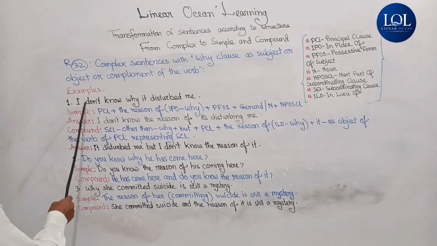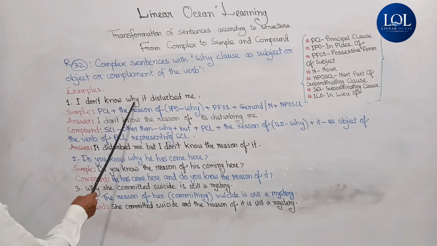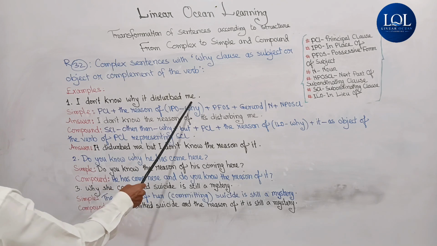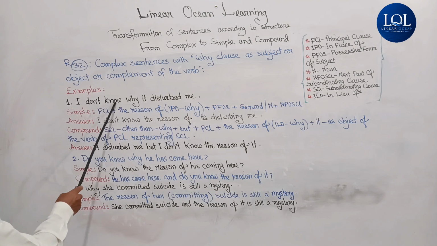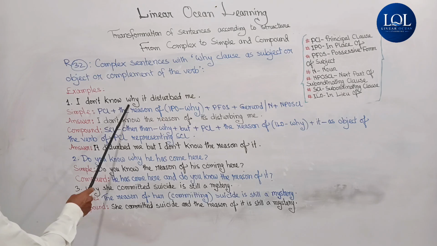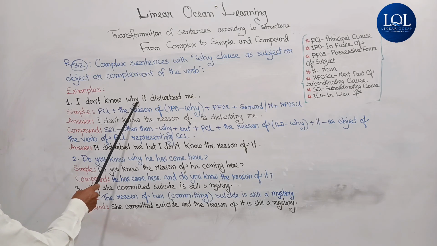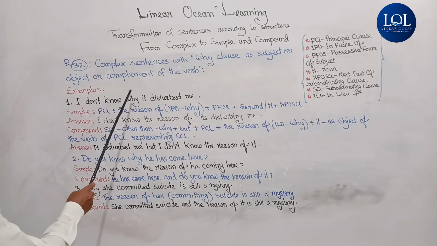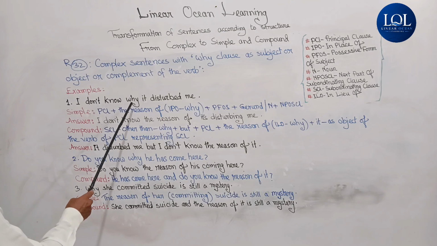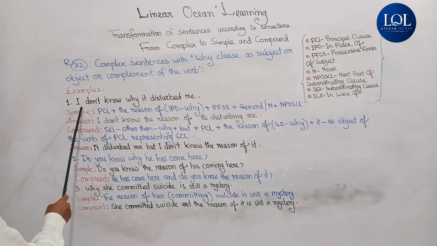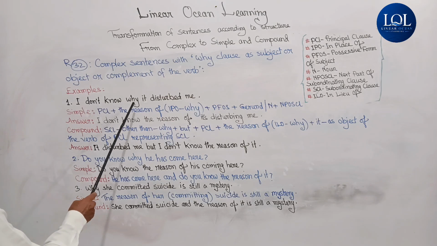Example 1. I don't know why it disturbed me. Viewers, here "I don't know" is the principal clause. Why is a relative adverb of reason. Why, how, when, where, these are adverbs. They can be interrogative adverbs if they are used as a WH question, a part of an interrogative sentence.